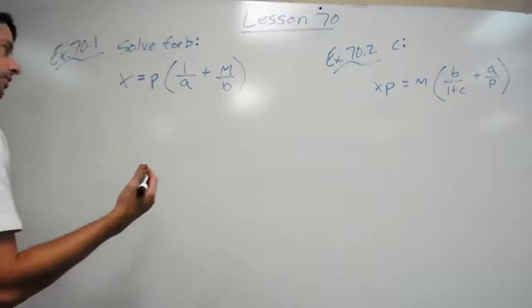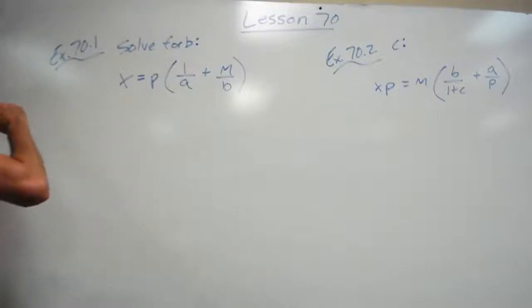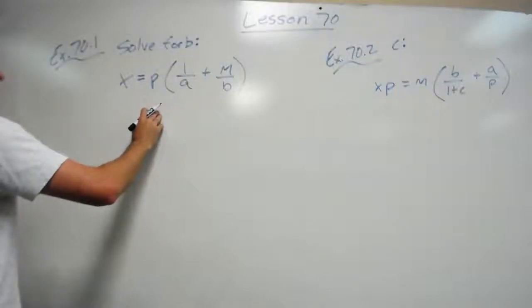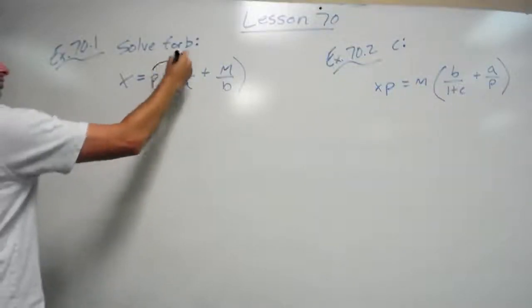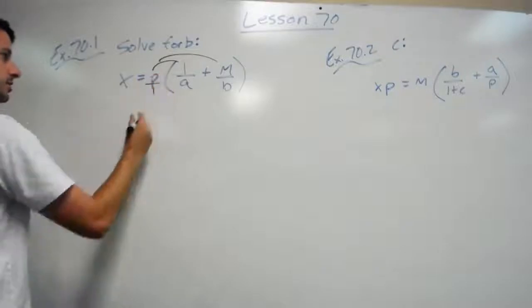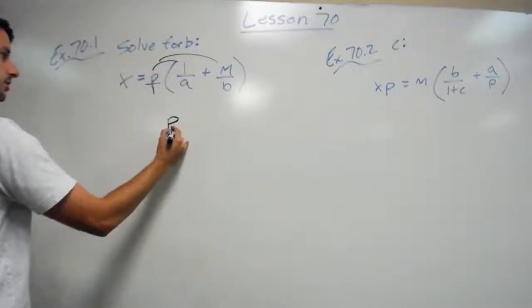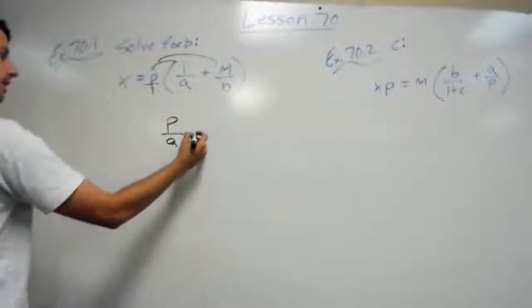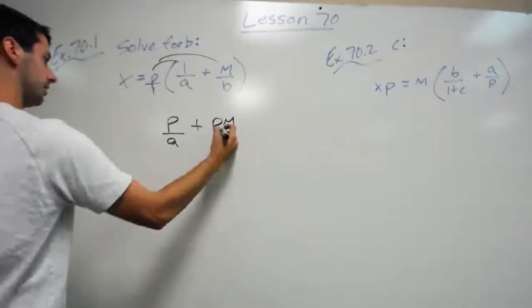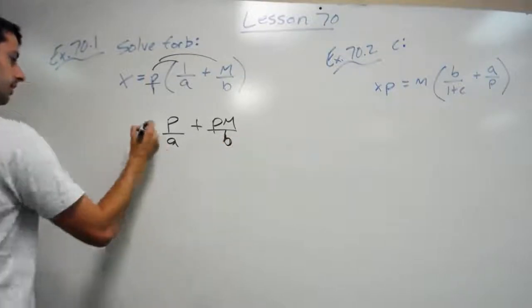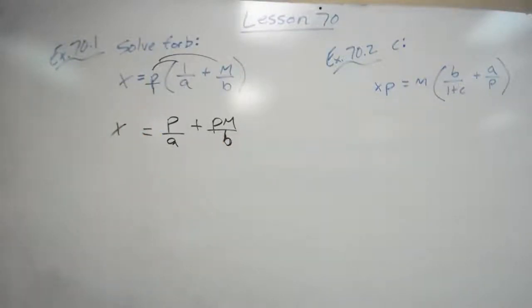I don't think there's much teaching to it. Just use the concepts we know. So we have parentheses here, so we've got to distribute, order of operations. So we distribute the p. And since the p is over a 1, it only goes to the top, so p times 1 is p over a, plus pm over b. And that equals x. We're solving for b.